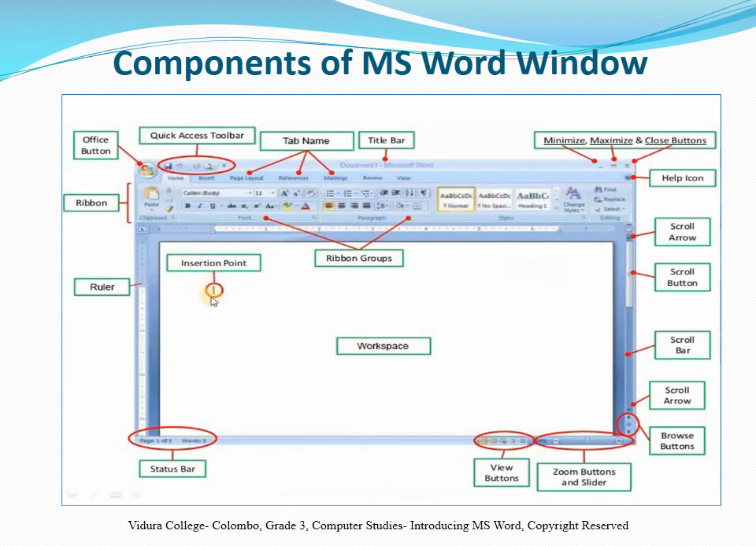This is the insertion point. This we call ribbon groups. And the white area we call the workspace.